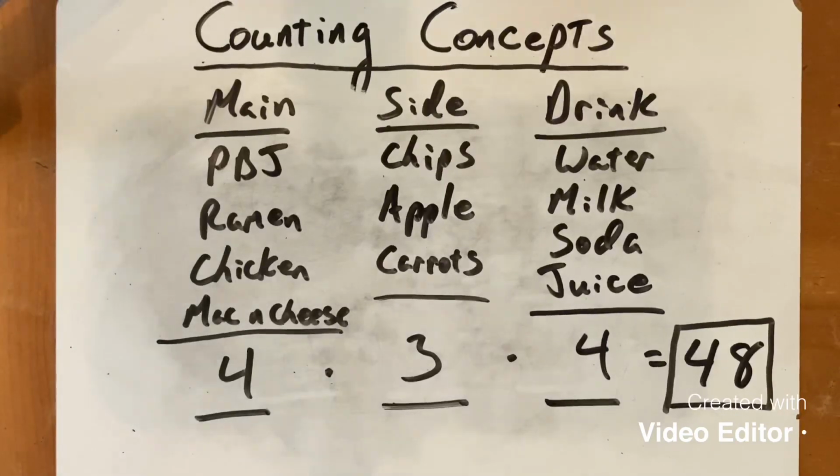All right, so hopefully that'll help you understand counting concepts and the fundamental counting principle. Take a look at some of the examples in the PowerPoint, and tomorrow we'll talk about 2 specific types of counting concepts: permutations and combinations.